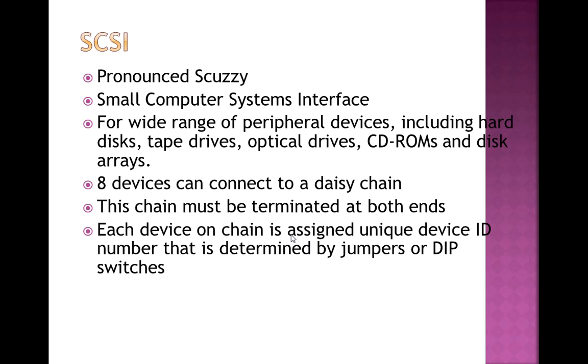Then this chain must be terminated at both ends. Each device on the chain is assigned a unique device ID number, which is determined by jumpers or DIP switches. So a unique ID is allocated using different jumper or DIP switch settings.